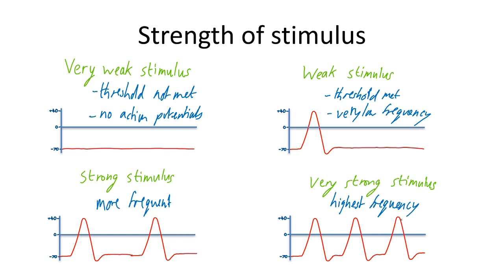So this is how the strength of stimulus is communicated within the nervous system. It's all about the frequency of the action potentials. But notice here that the action potentials are all the same size.